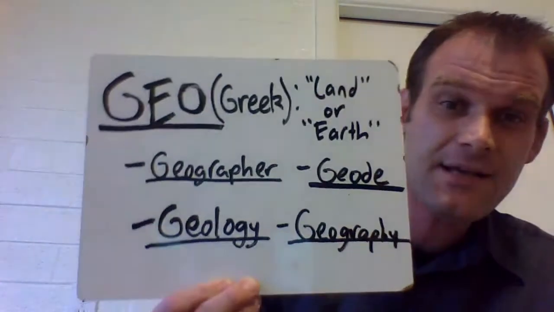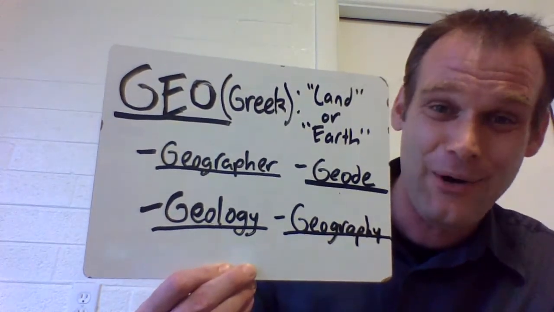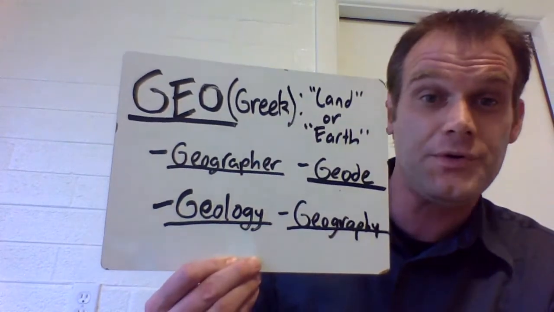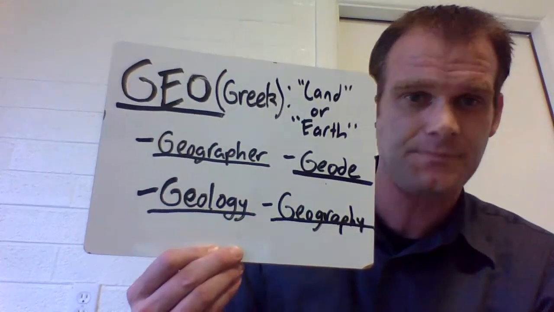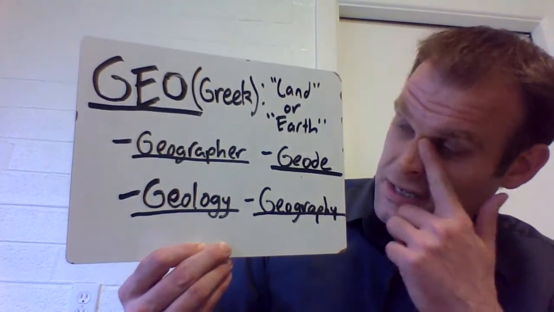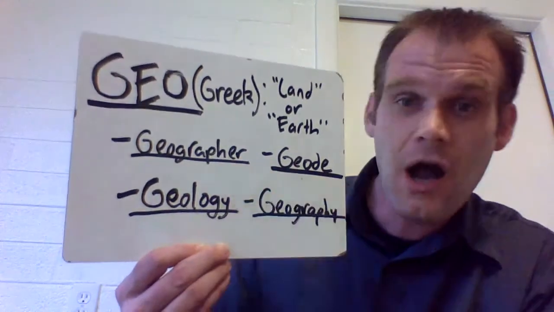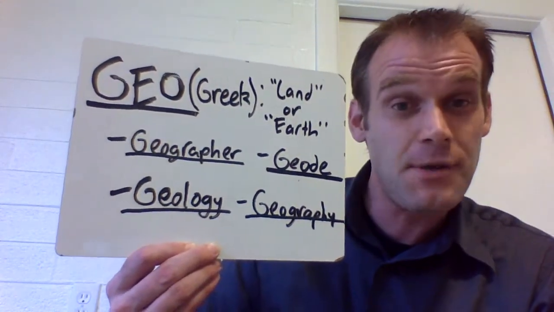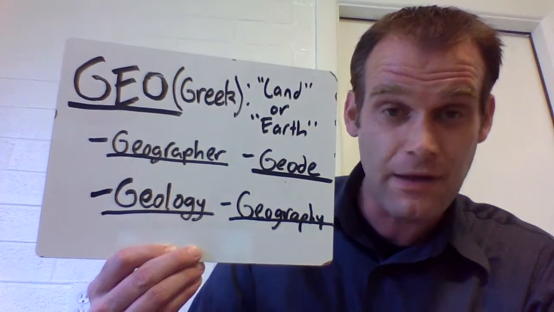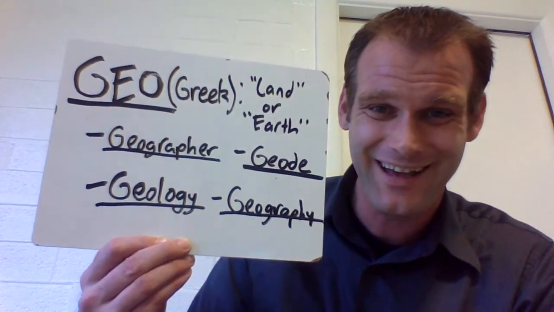The first root that we're going to be looking at is one that you're probably quite aware of, and that is the root GEO, G-E-O. This is a Greek root, which means land or earth. Some of the words you might find that have this root would be words like geographer, somebody who writes about geography, or somebody who writes about the earth.